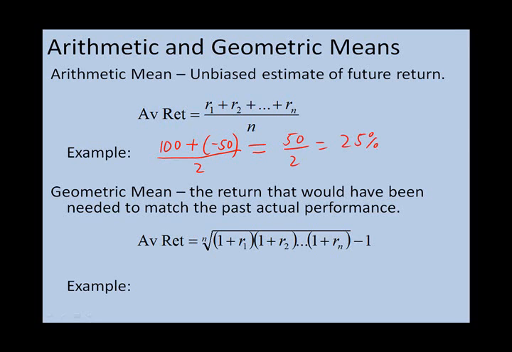The geometric mean is the return that would have been needed to match the actual past performance. And we can calculate the average geometric return using the formula that they've given here. So we're going to do 1 plus the return in year 1, all multiplied by 1 plus the return in year 2, and we're going to keep multiplying by 1 plus the return in each year up until the end of the investment.